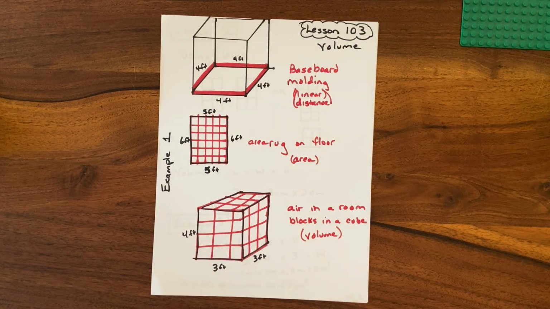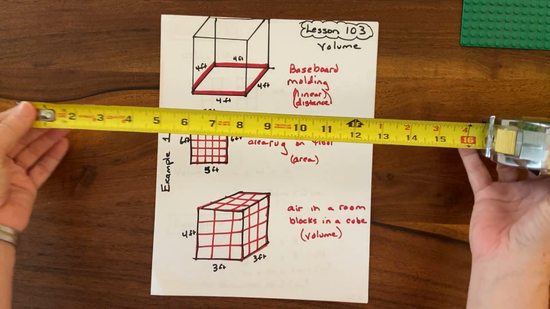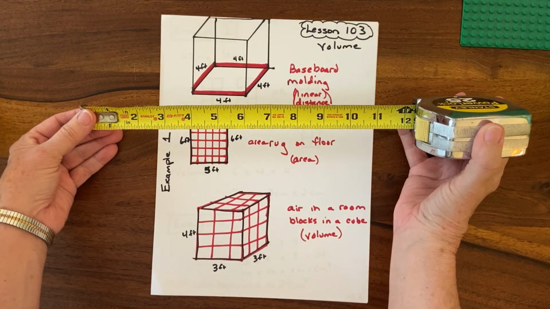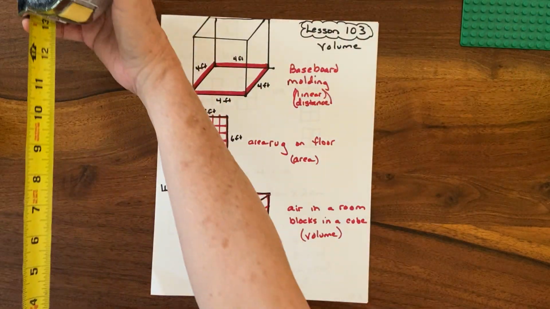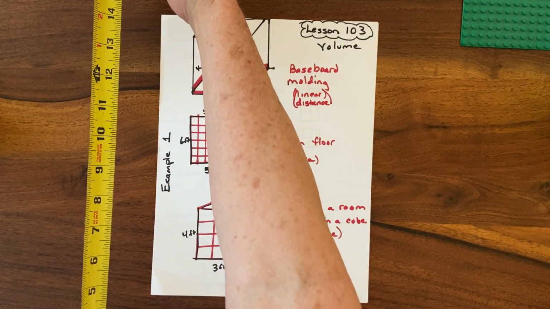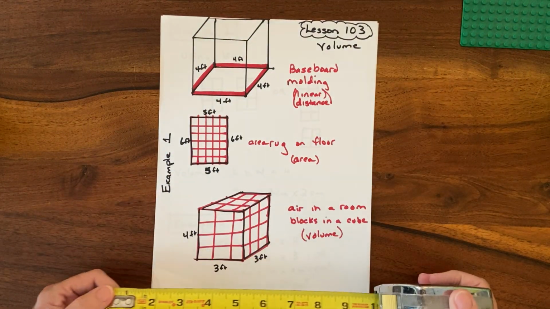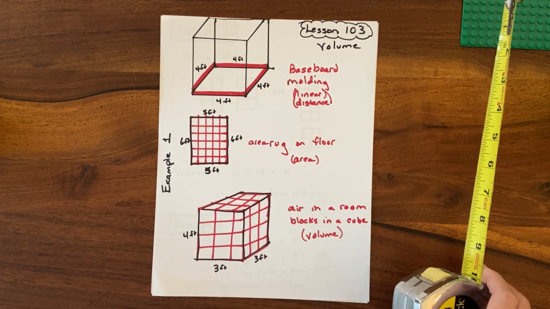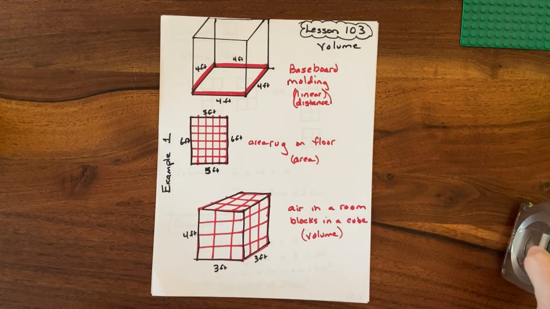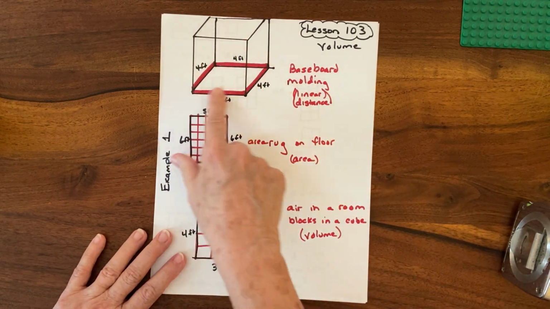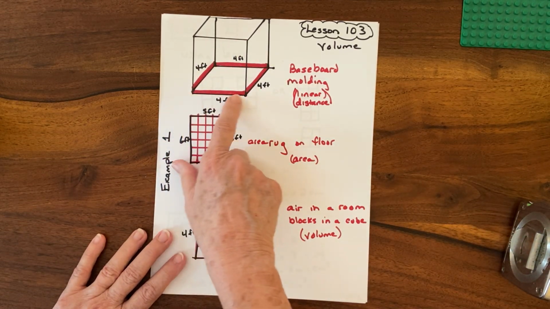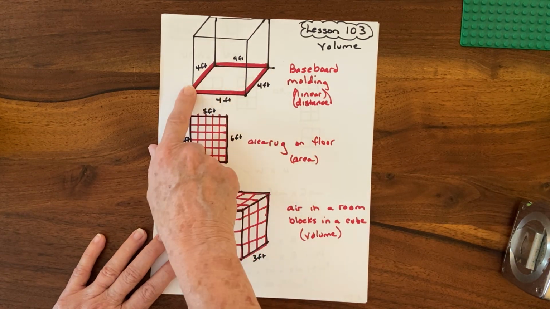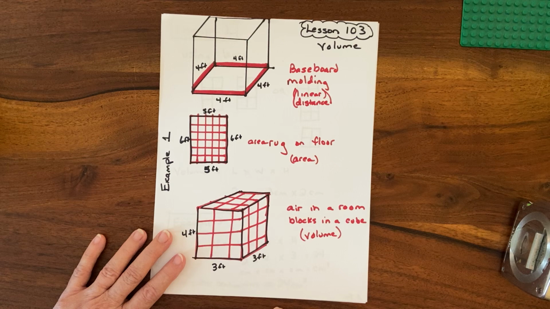So if I had to measure my baseboards, I might take my tape measure. I would say, oh, maybe 12 inches on this wall, and maybe if I go to this wall, maybe it's 16 inches. If I come over here, maybe it's probably 12 again. And then I measure that wall, and then I'd add them all up, right? So in this room, I would measure 4 feet this way, 4 feet this way, 4 feet this way, and 4 feet this way. And I would just add them up, right?